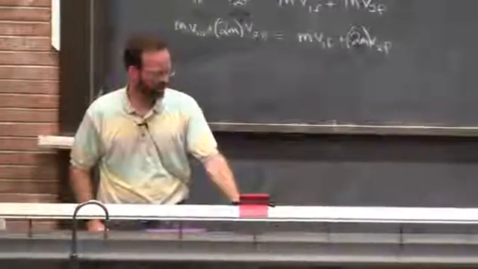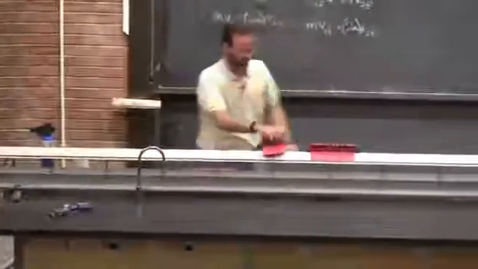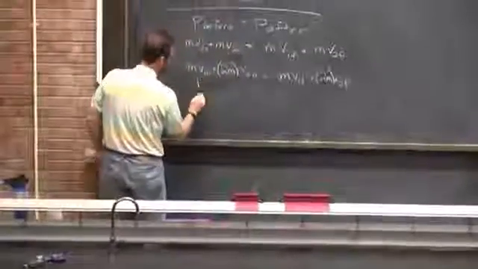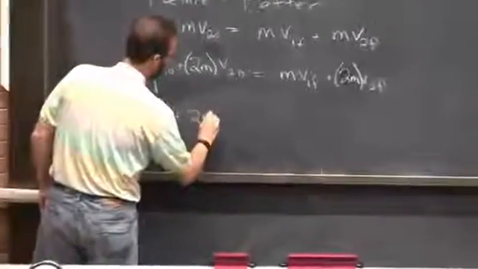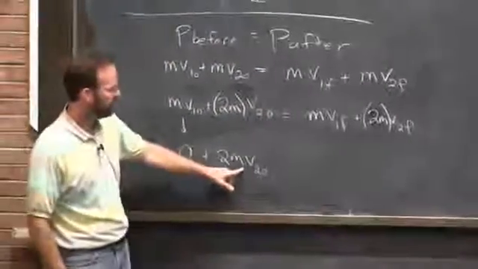Say this one's coming at it. So like now, before the collision. This one's not moving, so that momentum is 0. And we have 2mv, whatever velocity is coming in at. So that has to be the total after.